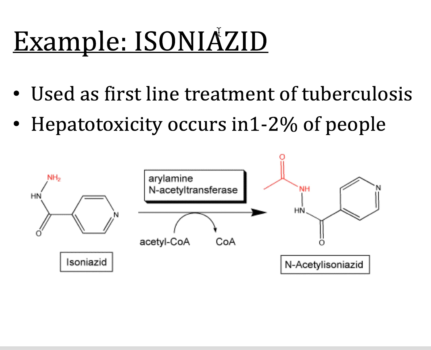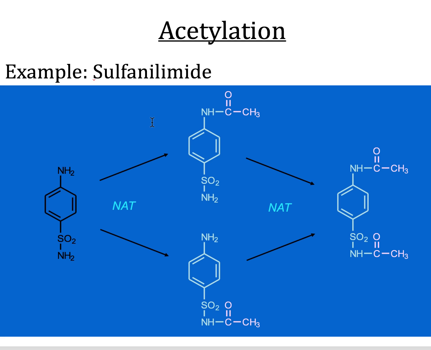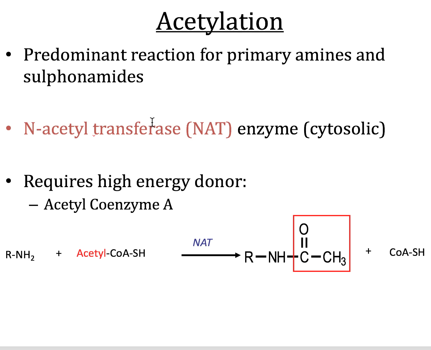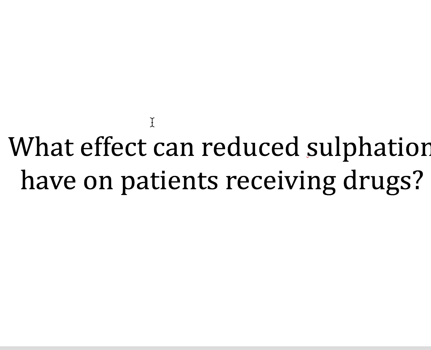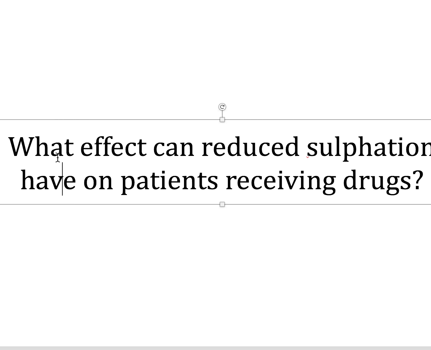Isoniazid is used as an antibiotic against tuberculosis. It is used as a first-line treatment of tuberculosis, and hepatotoxicity occurs in 1 to 2% of people. So if you remember back to sulphation, it was the second process. It makes use of the donor PAPS and sulfotransferase. And the question is, what effect can reduced sulphation have on patients?